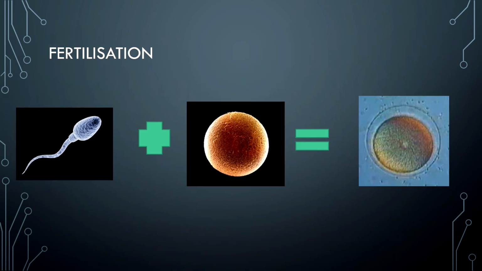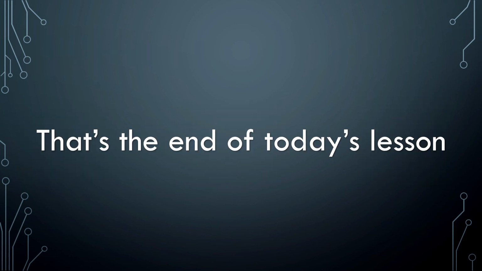Fertilization is when a male sperm cell joins with a female egg to produce a fertilized reproductive cell called a zygote. That's the end of today's lesson.